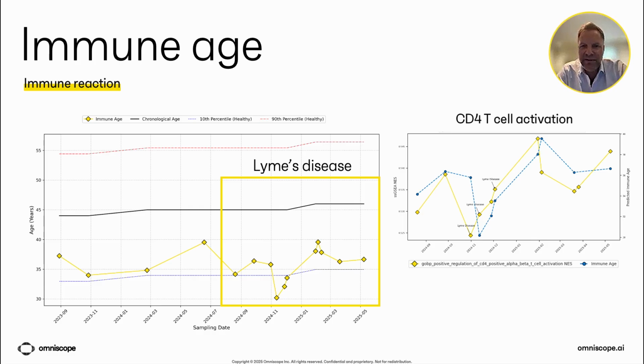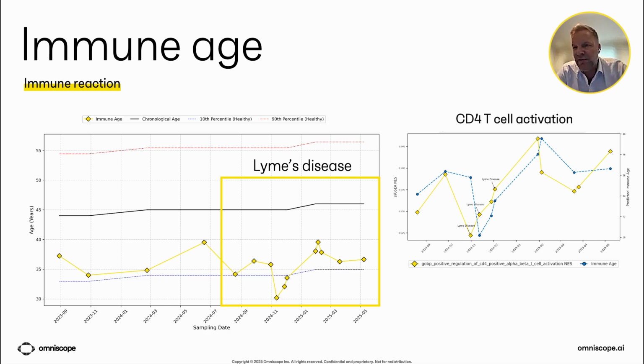This was a time where I had been suffering from Lyme disease, and you see that the actual disease was related with a deceleration, a lower immune age initially. And then during therapy, which was a high-dose doxycycline treatment, we saw an increase of the immune age going back to baseline. And immune age is one feature we're measuring, but we can then look at correlates, for example, immune phenotypes.